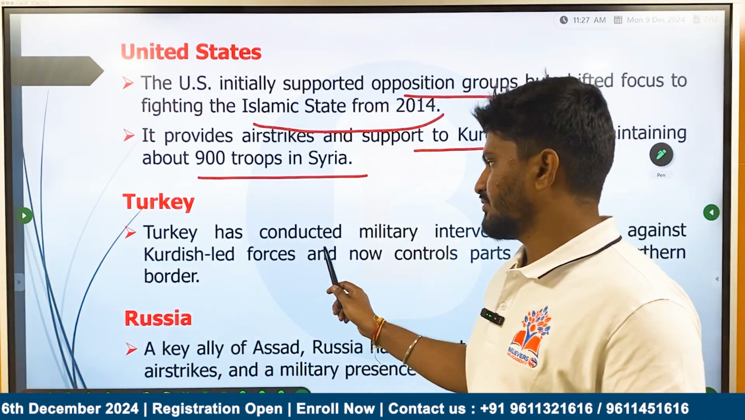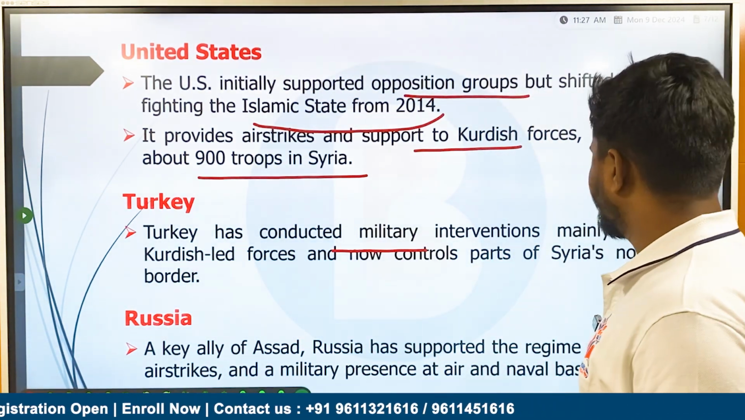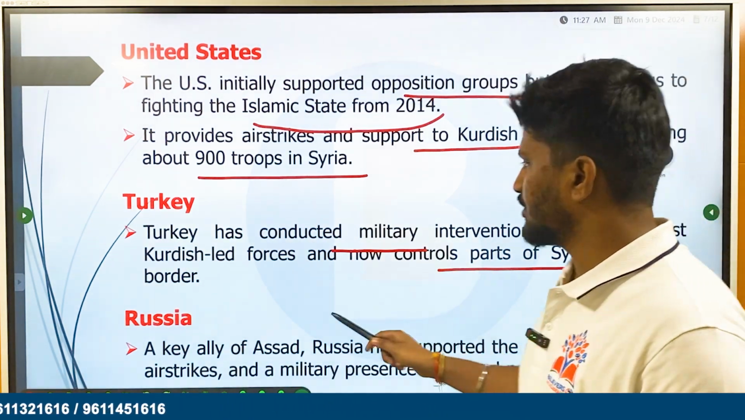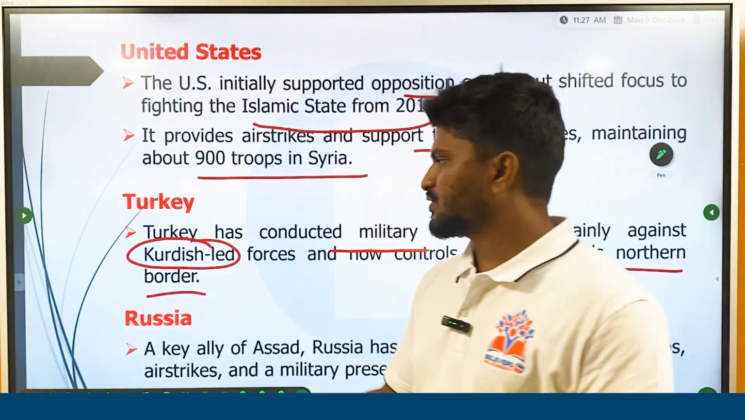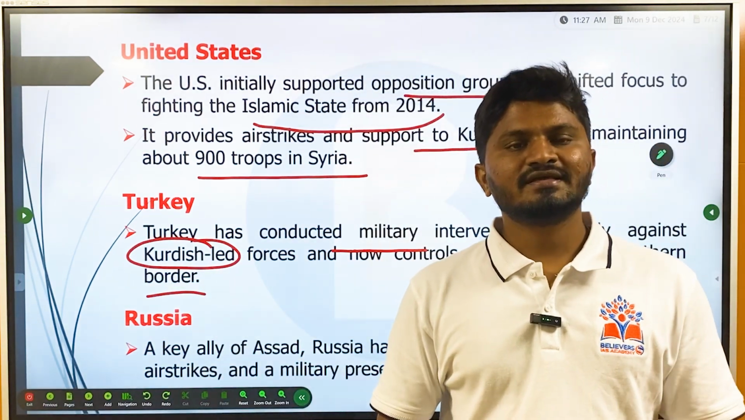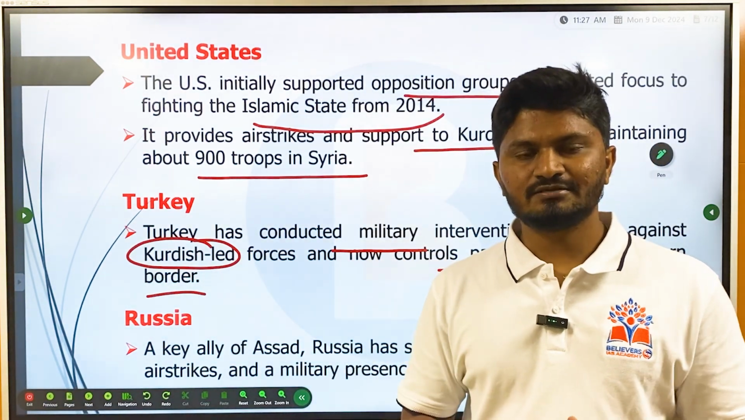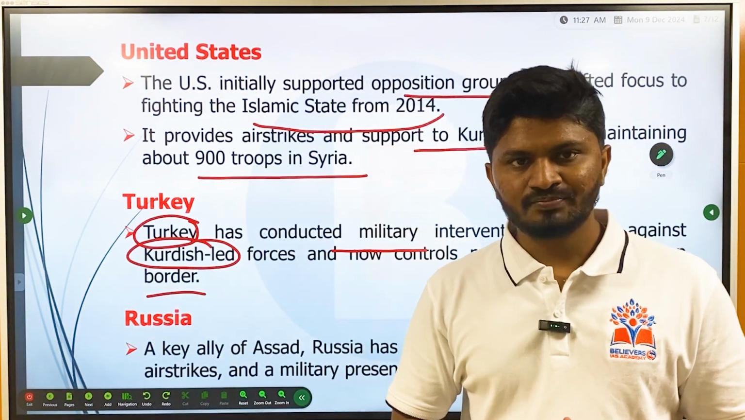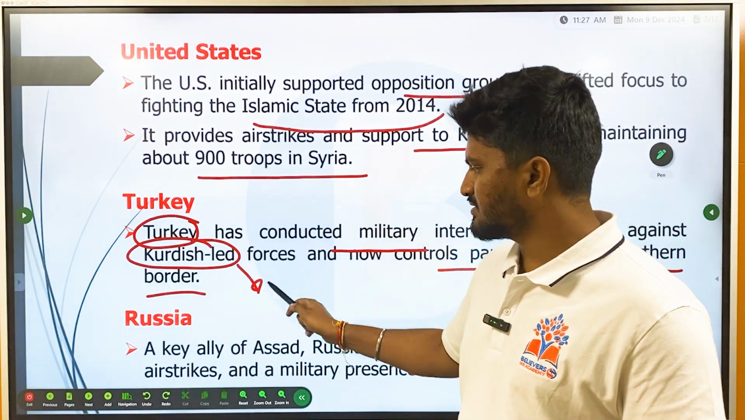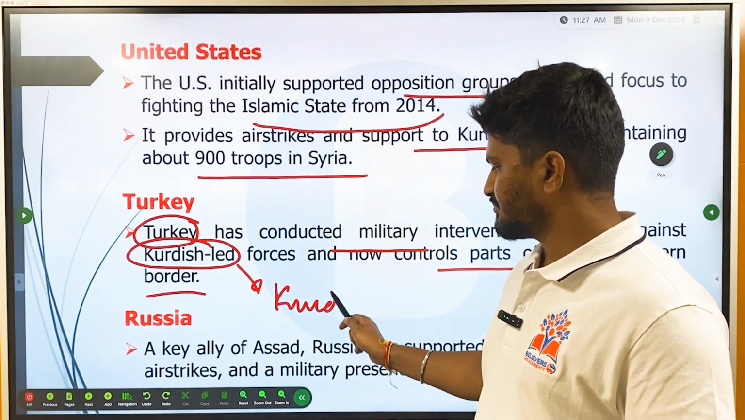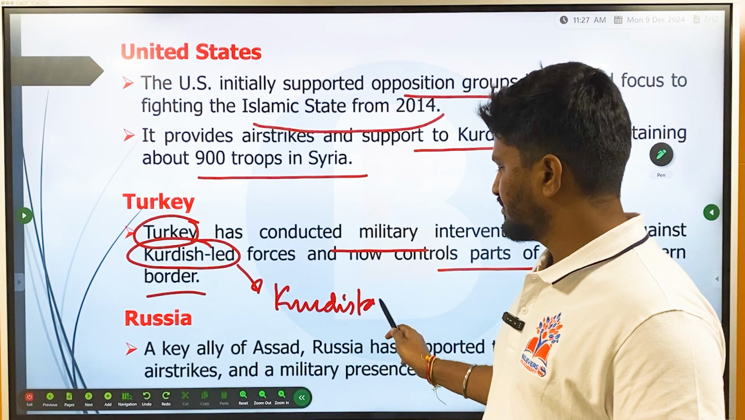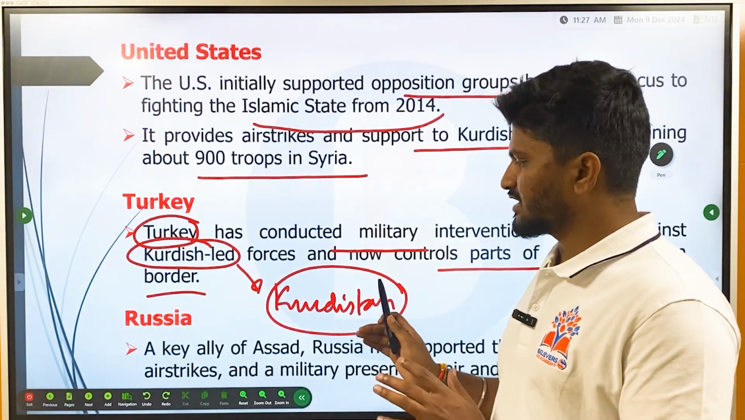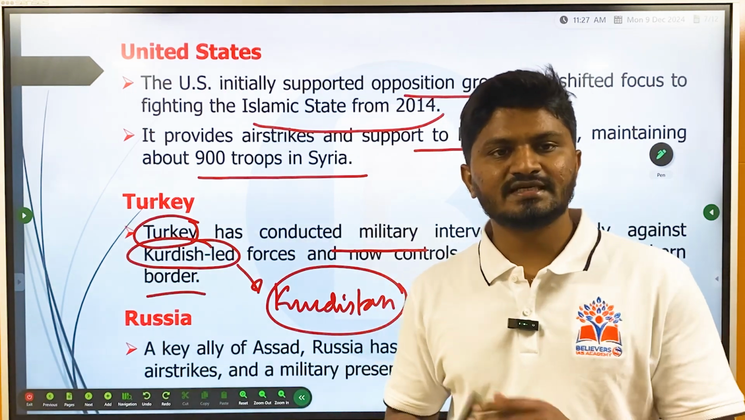Now, Turkey, as I discussed, has conducted military interventions mainly against the Kurdish-led forces and controls parts of the Syrian northern border. Who are the Kurdish? They are the indigenous people of the Kurdish region, which is at present in Turkey and Turkmenistan. What is their demand? The Kurdish people want to establish a Kurdistan state out of Turkey and Turkmenistan, a state within Turkey. So Turkey is against these Kurdish forces.